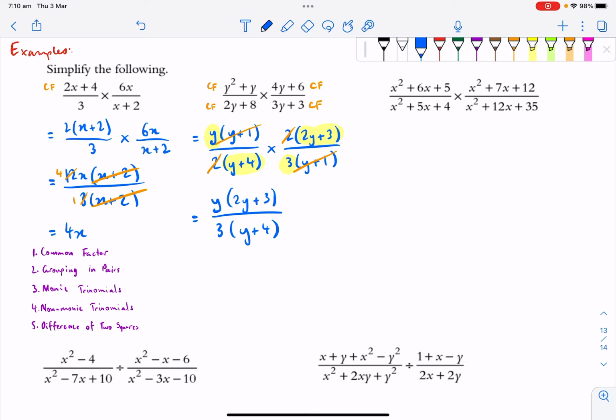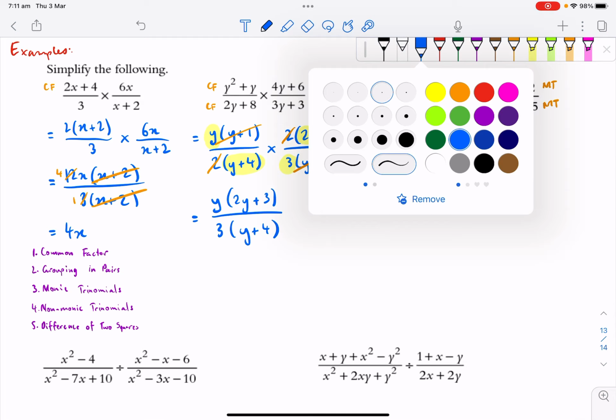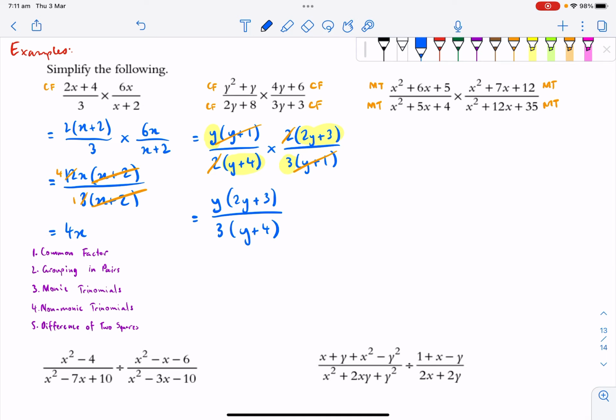All right, now the next one. If we look, which technique are we using here? Monic trinomials. So this is a monic trinomial. Let's look at the one underneath. That is also a monic trinomial. Let's have a look at the next fraction. Monic trinomial. And the next fraction, another monic trinomial. So this one, just like the previous question, has all 4 of the same technique, except this time it's all monic trinomials. So take your time. There's no need to rush. The need is to be perfect.